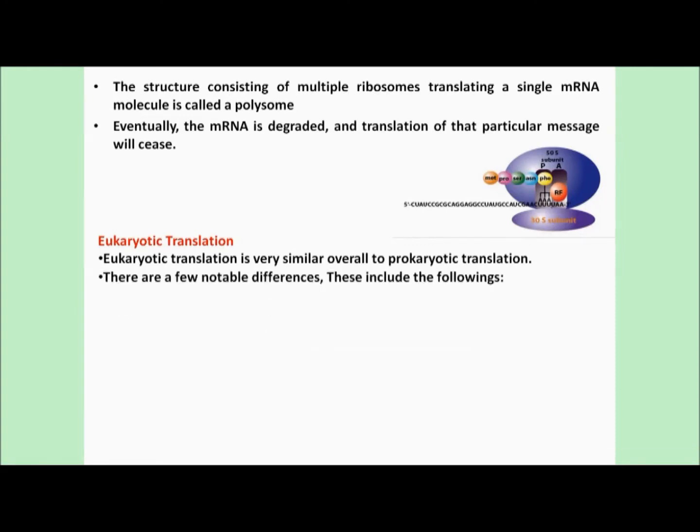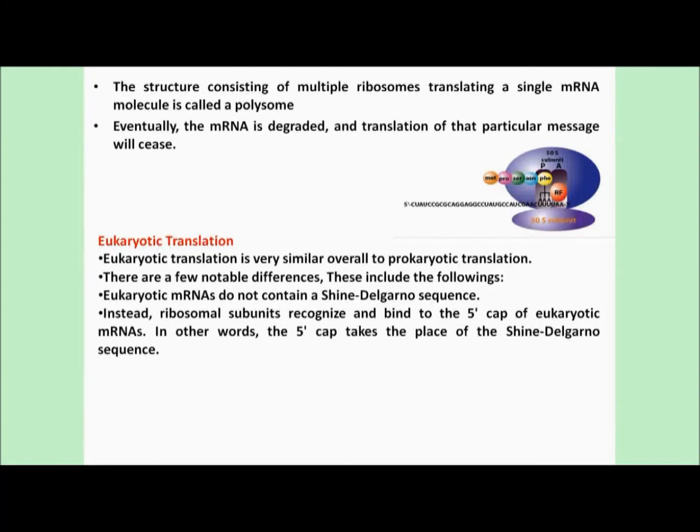But here, there are a few differences. First of all, the eukaryotic mRNA doesn't contain this region, that is the Shine-Dalgarno sequence. Instead, the ribosomal subunit in the eukaryotes recognizes and binds to the 5' cap of the eukaryotic mRNA. That is the work of the ribosomal subunit in the eukaryotes. In other words, the 5' cap takes the place of the Shine-Dalgarno sequence in the eukaryotes.